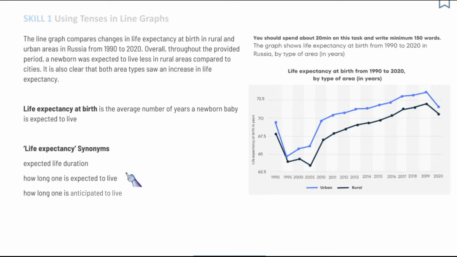Or we can use phrases like how long one is expected to live, or how long one is anticipated to live. And again, in our case, we are talking about life expectancy at birth. So we can take advantage of different synonyms of the word newborn. We can say a newborn, or a newborn child, or just a child. Avoid the word kid in this case, because kid is informal and we want to stick to a more formal style. This is more appropriate for Writing Task 1 in IELTS.